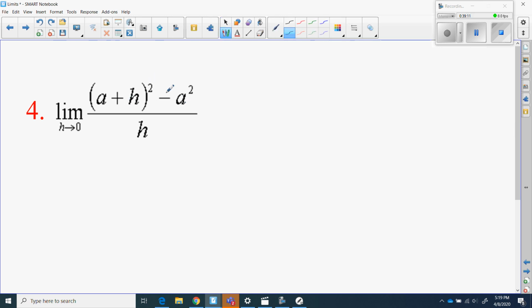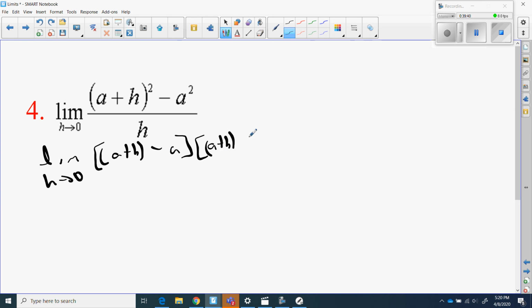Something squared, subtract something squared. That is the pattern to factor using difference of squares. So I'm going to factor the numerator using difference of squares. Let's see where that takes me. If the square root of the first, this is all considered the first. So the first squared, take the square root of that, you're going to get a plus h. Subtract square root of the second, which is just a. There's your first factor. Square root of the first, a plus h, plus square root of the second. Everything is over h.